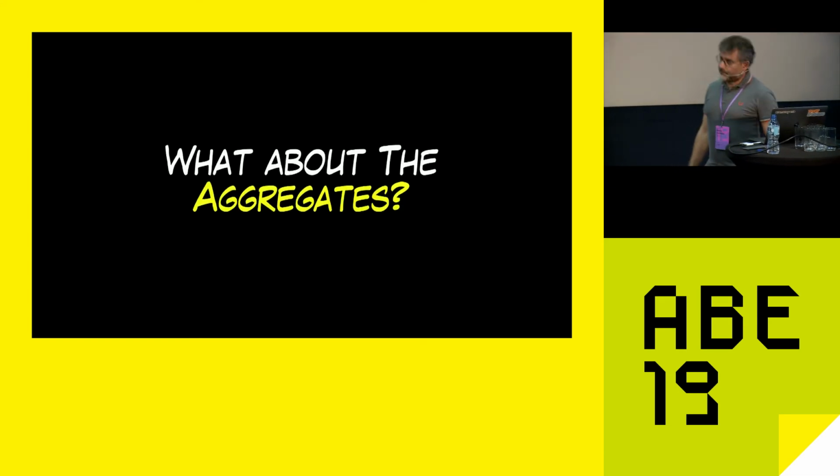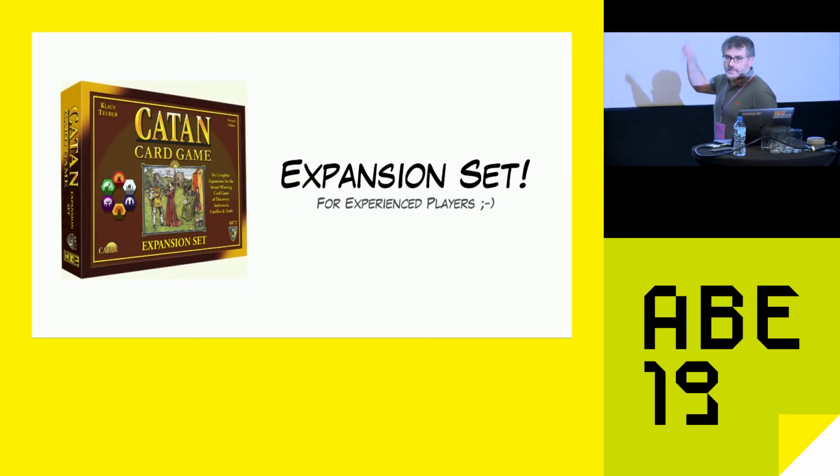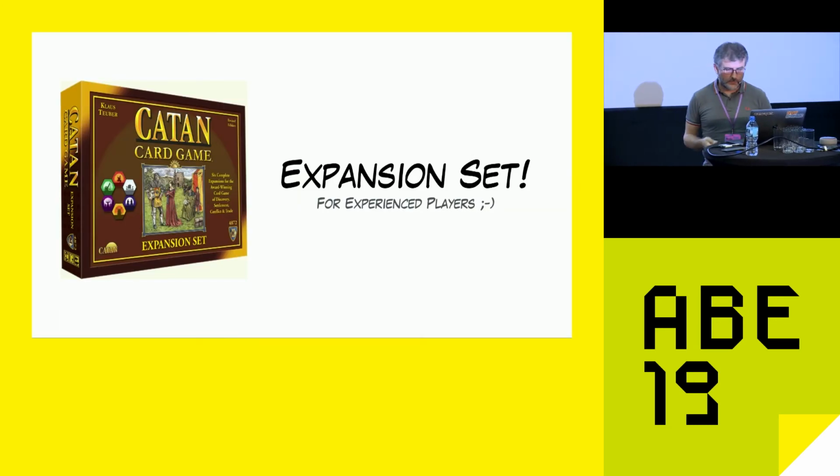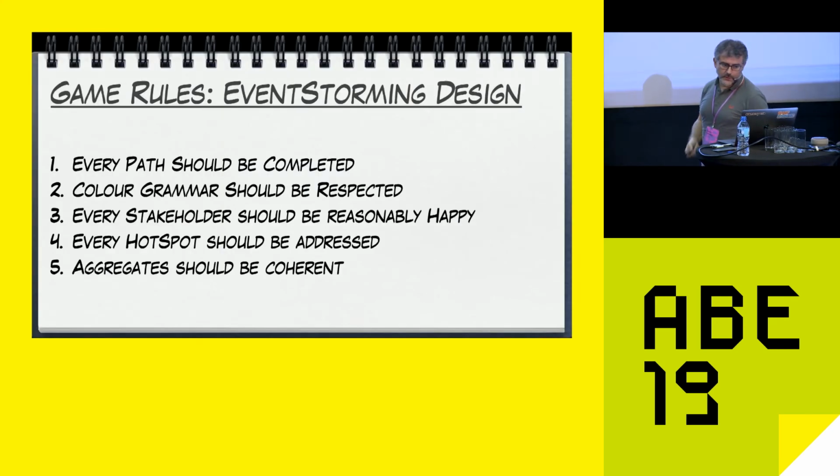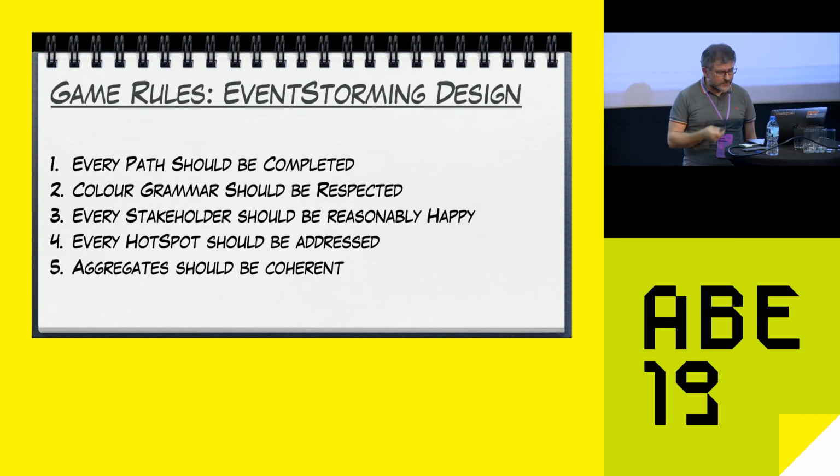If you're into software, if you're a little bit into domain-driven design, or if you read my original article, the question might be: what about the aggregate? There was nothing yellow in the so-called picture that explains everything. And since we are in the gaming metaphor, I have a solution for that. The aggregates get in the expansion set of the rules of the game. Which means we still have the rules up to number 4, but aggregate should be coherent with a little bit of a twist.